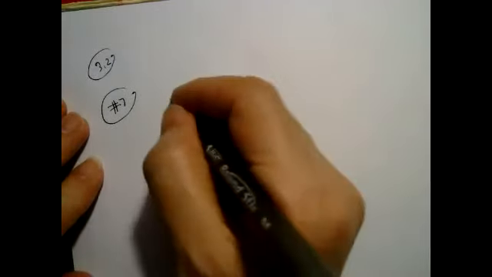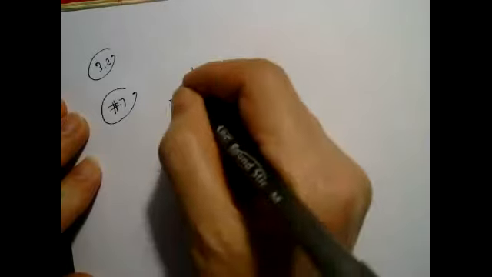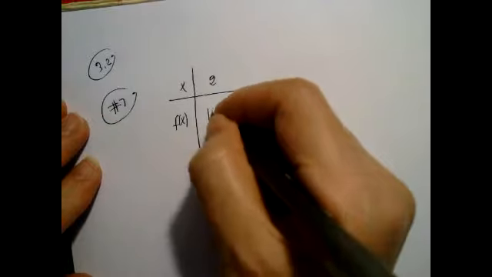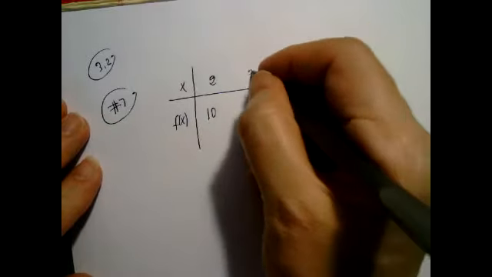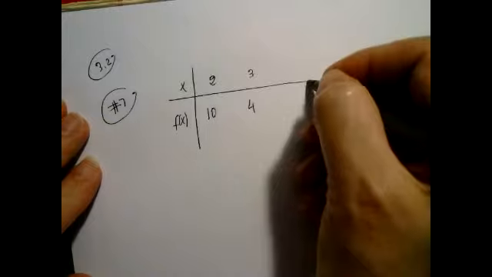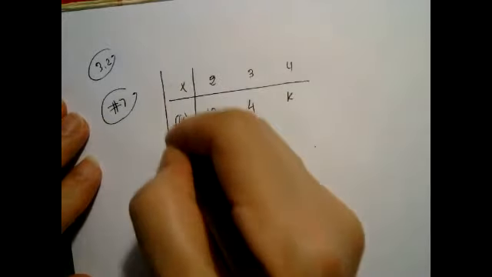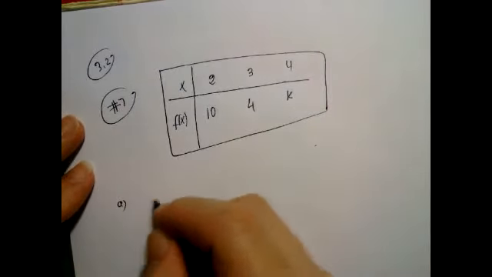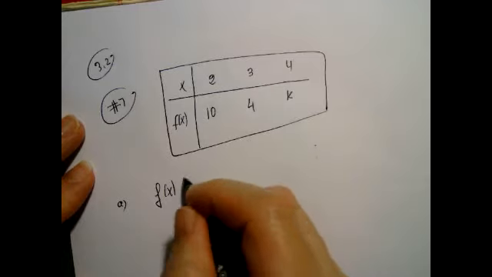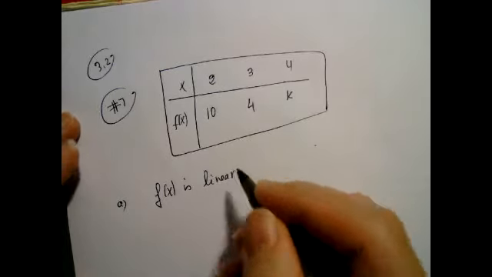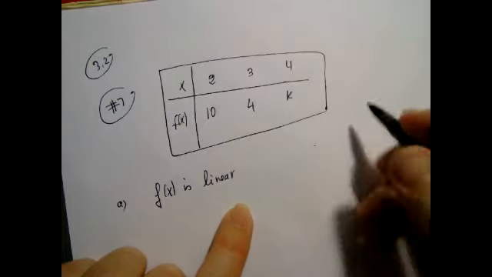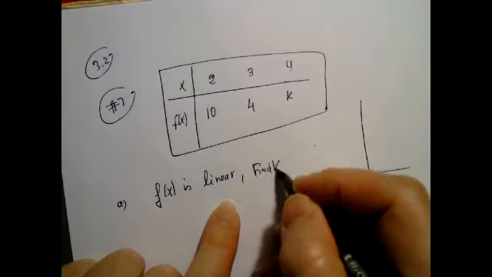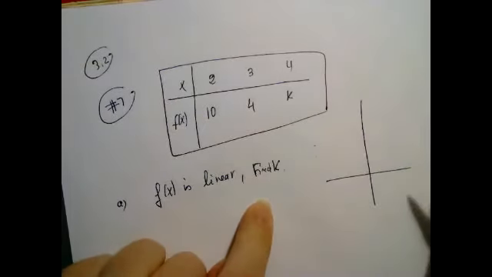We have the following function. X, f of x. It takes 2 to 10, and it takes 3 to 4, and it takes 4 to k. That's the output. Okay. And the question is, question number 1. Suppose f of x is linear. It means when I sketch the graph here, I have to get a line. Find k without finding a formula. So assume it's linear, find k.